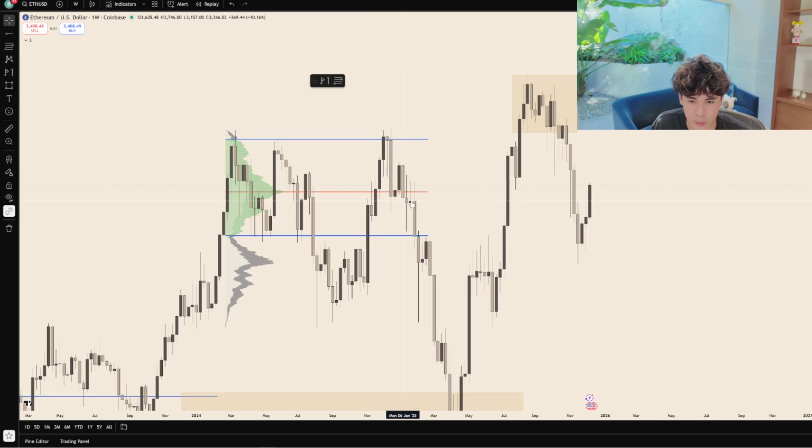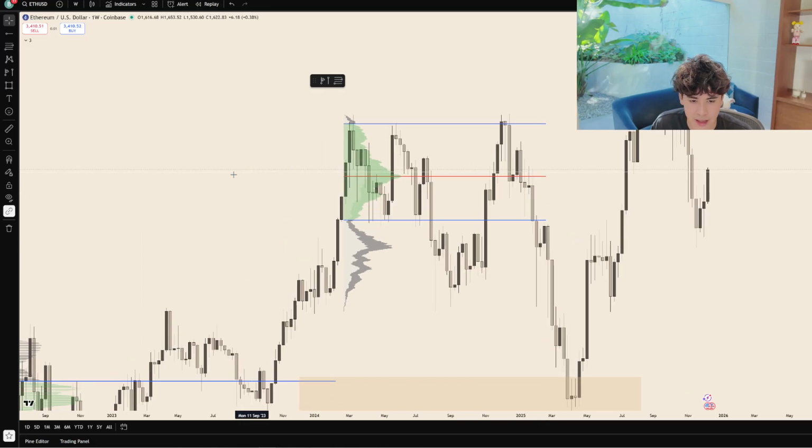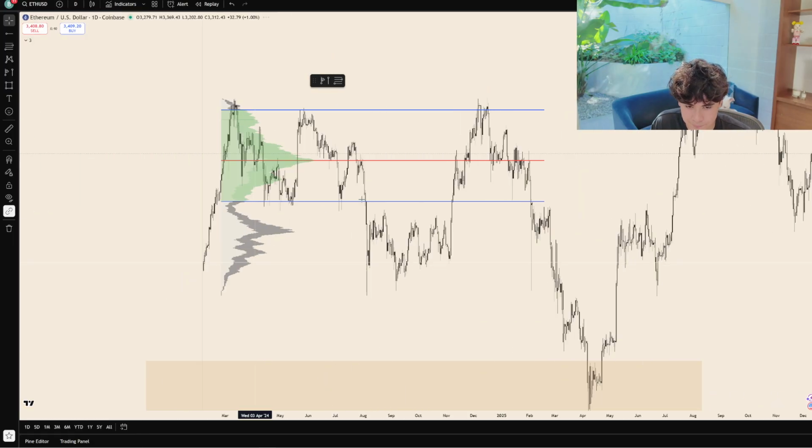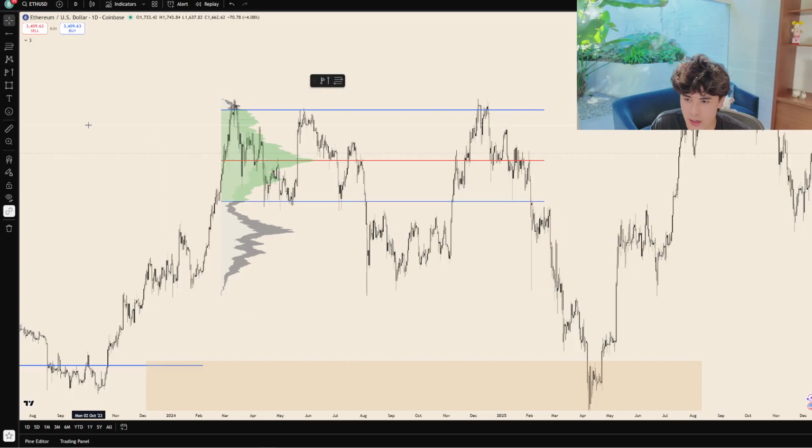We can see this point of control. There was a lot of consolidation, a lot of buyers and sellers in this mid region of this range. And then the value area low acted as great support and resistance. So we can see how the value area low acts as good SR levels right here. We were using it as support, support, resistance, resistance, support, support.